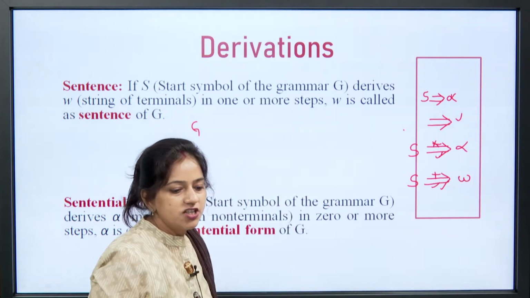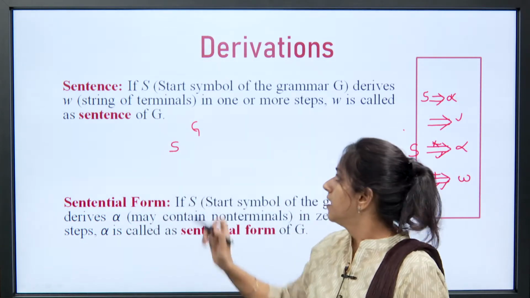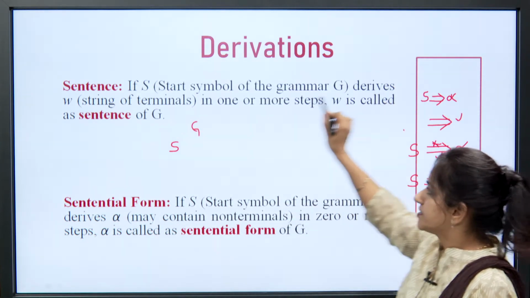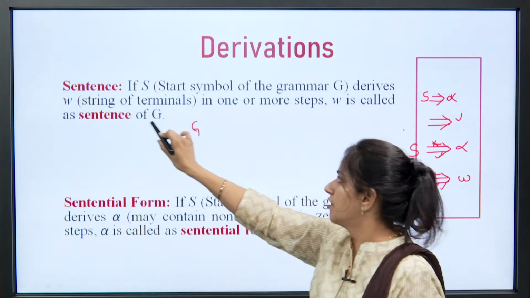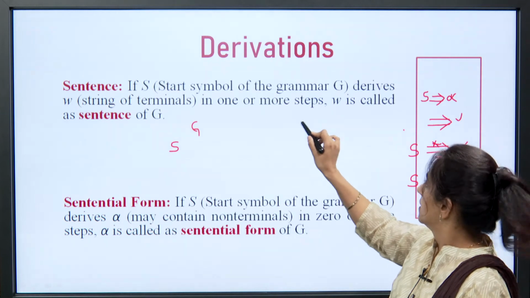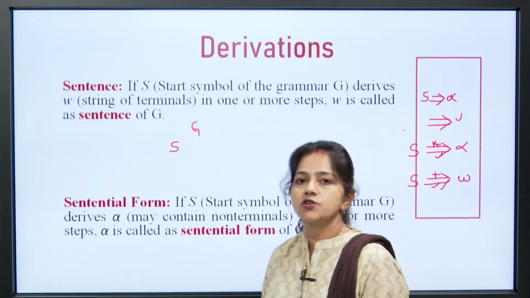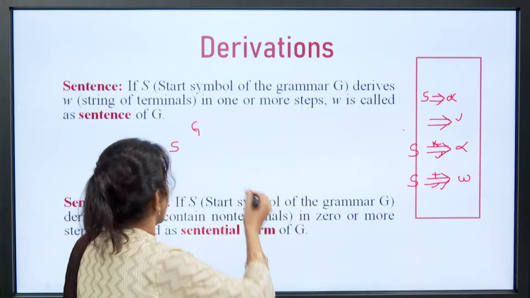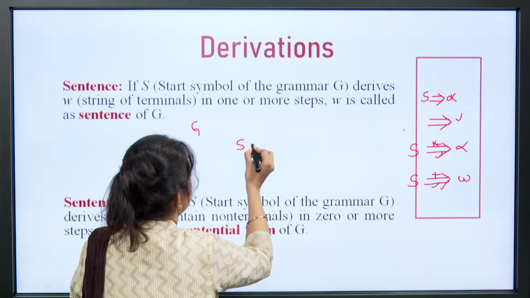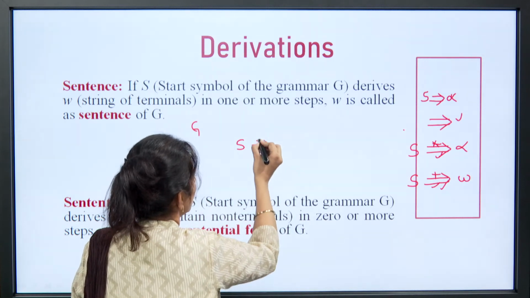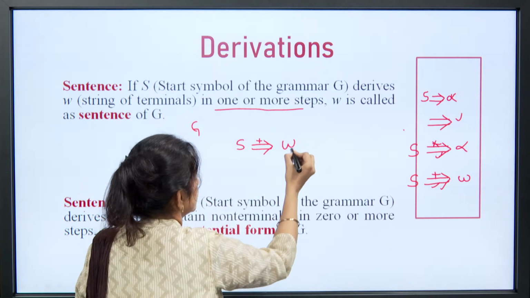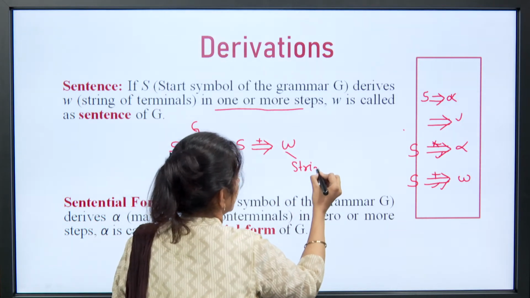Now, we will see the definition of sentence and sentential form. If S, the start symbol of the grammar G, derives W, where W means a string of terminals, in one or more steps, W is called a sentence of capital G. So, here suppose the grammar is capital G and the start symbol is S, from S we apply one or more steps and we get W. What is W? W is a string of terminals.